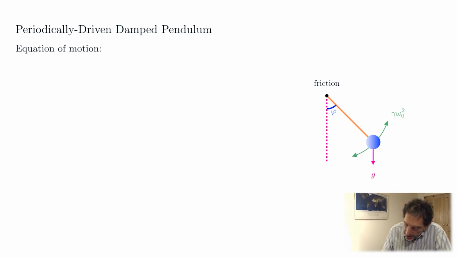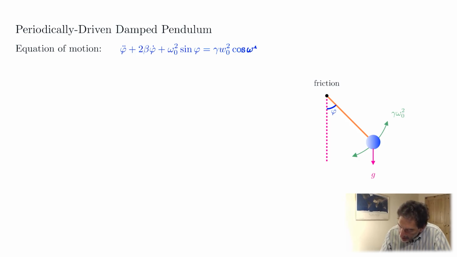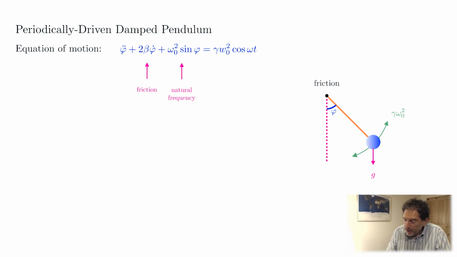The equation of motion is phi double dot plus 2 beta phi dot plus omega naught squared sine phi is equal to gamma omega naught squared cosine omega t. So in this equation of motion, omega naught is the natural frequency of the pendulum in the absence of friction or a driving force. Gamma is a dimensionless measure of the strength of the driving, and beta is a measure of the friction. And here omega is the frequency of the driving force itself.